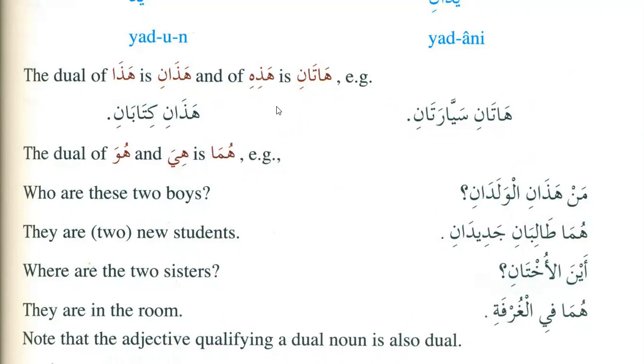What is the musanna of haza? Hazani. Huwa? Huma. Hazihi? Hatani. Hiya? Huma.